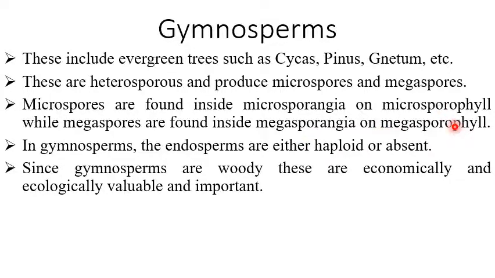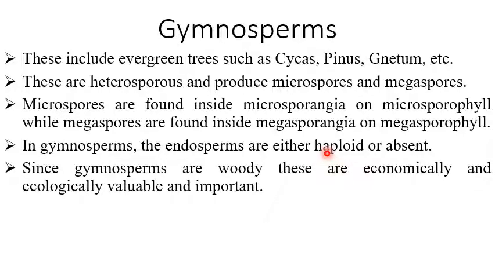Microsporophyll male, megasporophyll female. In gymnosperms, the endosperms are either haploid or absent. Endosperm in gymnosperm is haploid. Why? Because nucellus is a mother tissue, which develops without involvement of any other gamete. Actually, it is maternal tissue, and due to non-involvement of paternal tissue, it remains haploid. And nucellus itself is acting as the endosperm of gymnosperms.